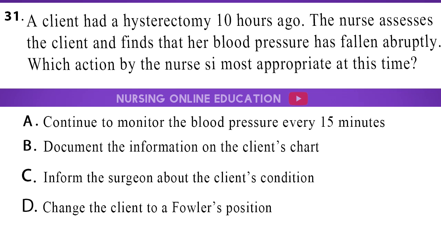The nurse assesses the client and finds that her blood pressure has fallen abruptly. Which action by the nurse is most appropriate at this time? A. Continue to monitor the blood pressure every 15 minutes. B. Document the information on the client's chart. C. Inform the surgeon about the client's condition. D. Change the client to a Fowler's position. The answer is option C. Inform the surgeon about the client's condition.